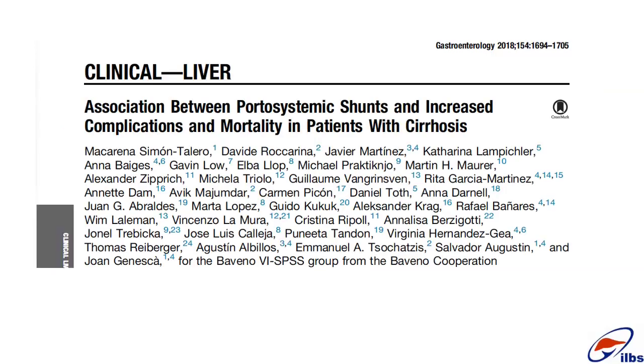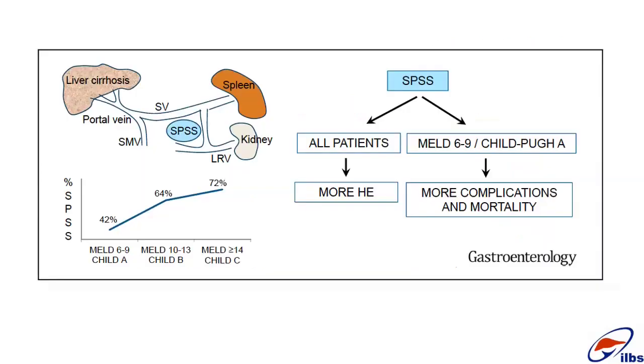At the outset, I would like to start with this wonderful paper which came in 2018. Though I started the work in 2011, this gives me some evidence for what I was doing. So this came up in 18, but we thought of it way back in 11. This paper talks about the association between portosystemic shunts and increased complications and mortality in patients with cirrhosis. It was a multi-centered European trial consisting of almost 18,000 patients.